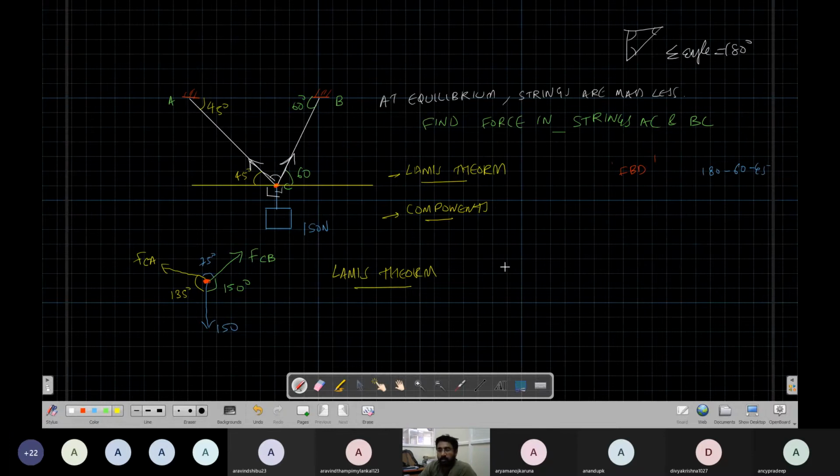Lami's theorem. So I can write FCA divided by sin 150 will be equal to FCB divided by sin 135, will be equal to 150 divided by sin 75.